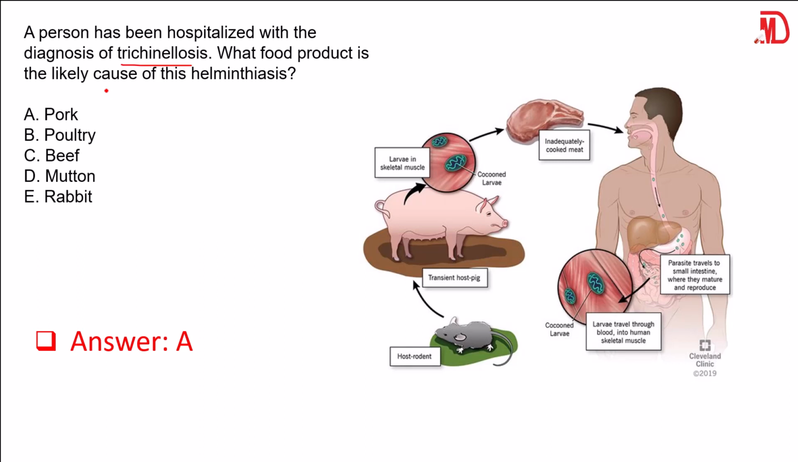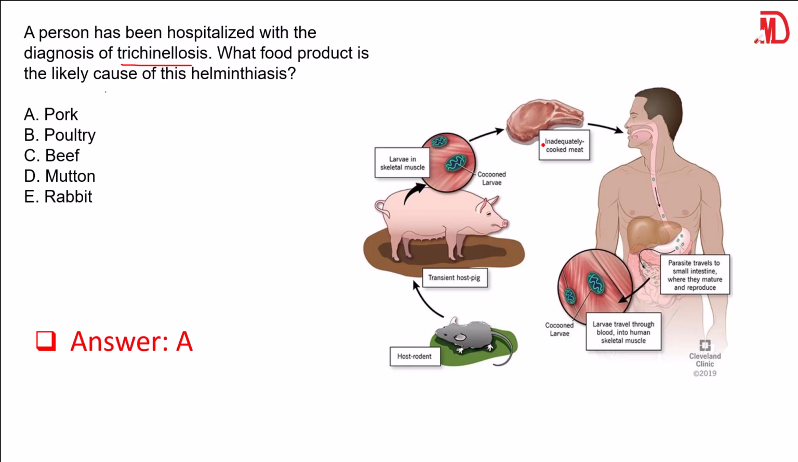So this is just a typical representation of the life cycle of trichinosis, or how it happens. Normally the host can be a rodent. Then we can also have what's called the transient host, which is the pig. Then inside the pig we can have the larva in the skeletal muscle. So those who like pork, that is it.